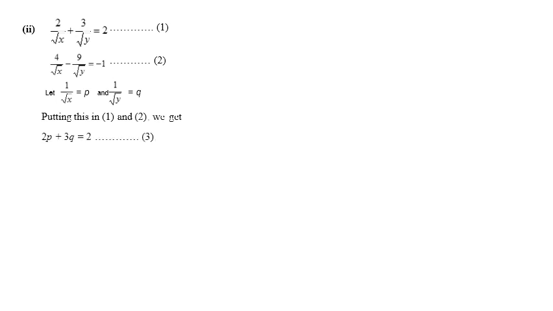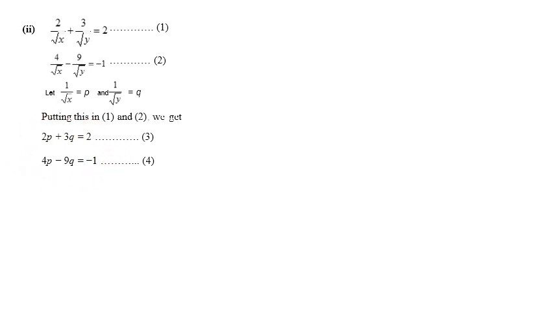Equation number 1 becomes 2 into 1 by root x, that is 2 into p, plus 3 into 1 by root y, that is 3q, is equal to 2. Label it as equation number 3. The second equation changes to 4p minus 9q is equal to minus 1. Label it as equation number 4. Now when you check equation number 3 and 4, both are in the proper format. Now you can use any method to find the values of p and q.